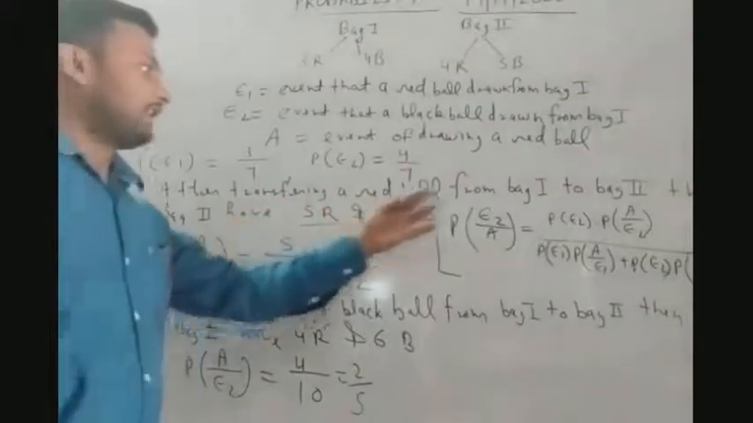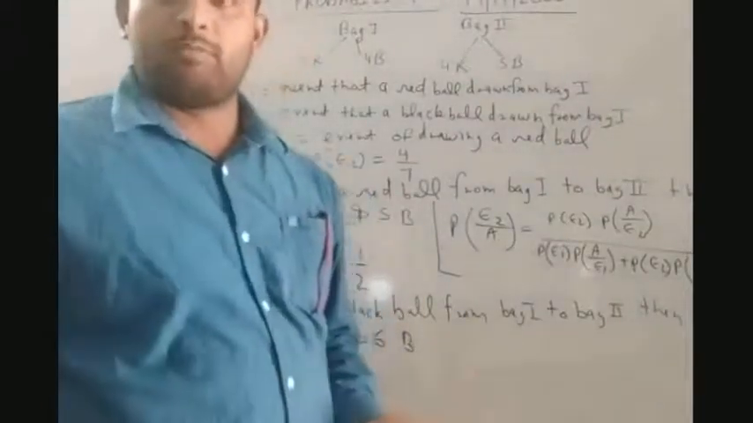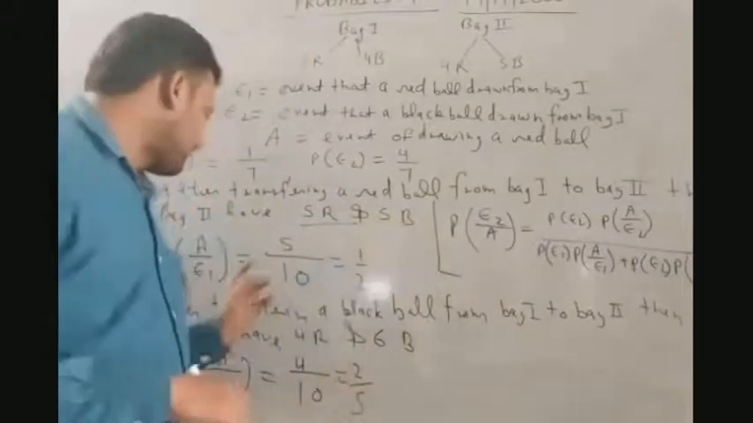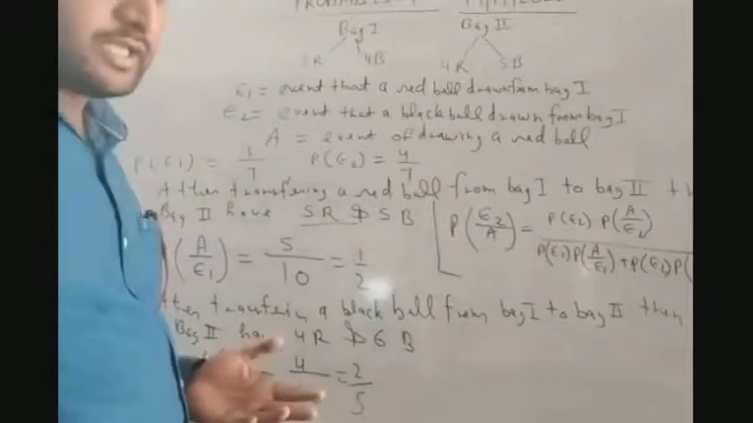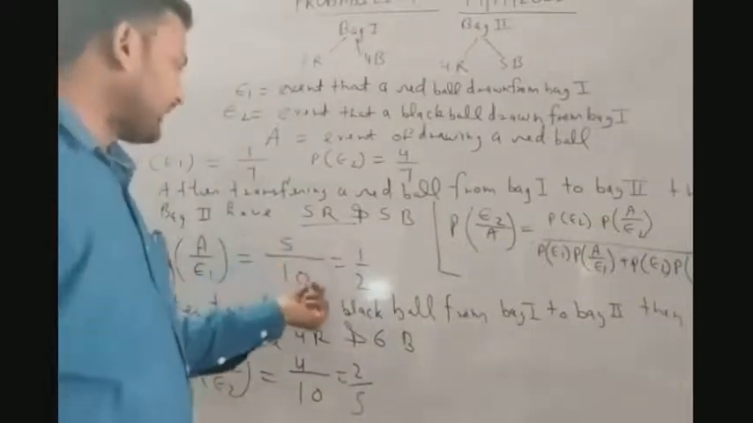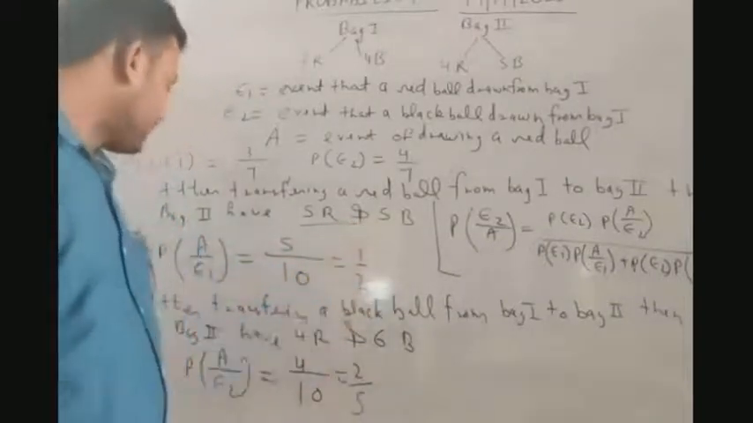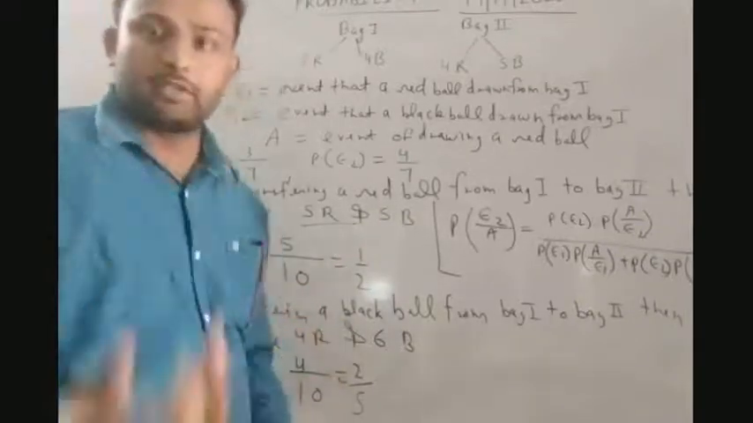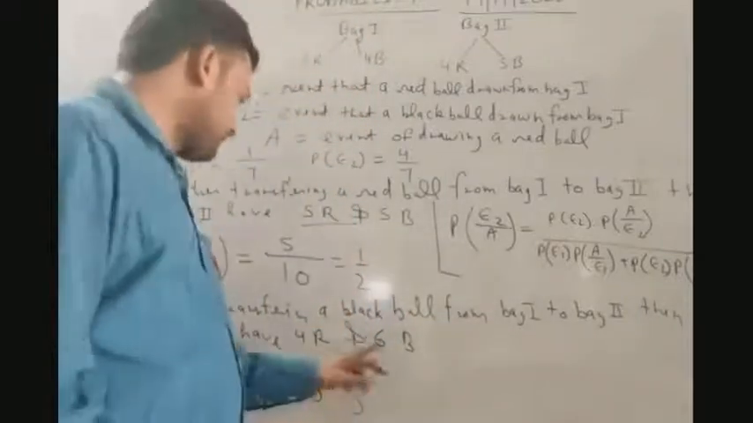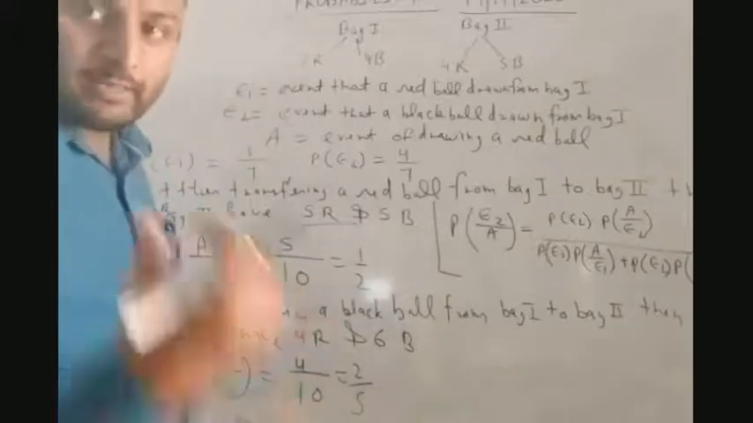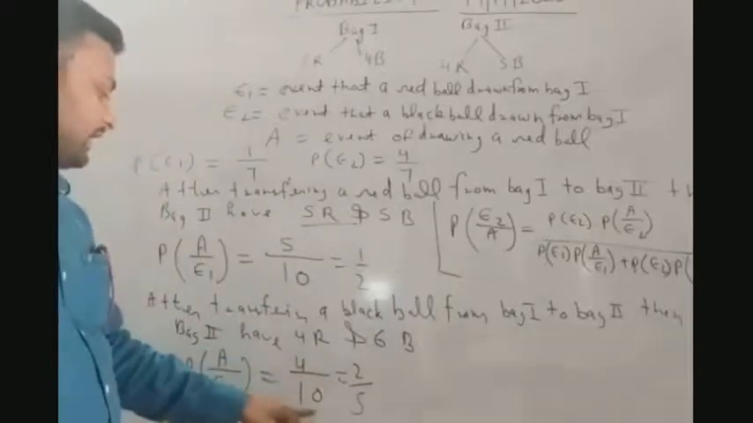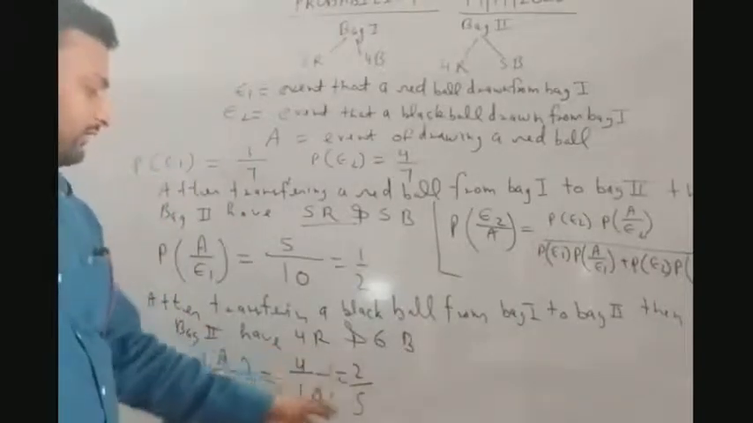Now, after transferring a red ball from bag first to bag second, bag second has 5 red and 5 black balls. So the probability of A given E1, which is taking a red ball from bag first, will be 5 by 10, because the total number of balls is 10, so 1 by 2. Now suppose we transfer a black ball from bag first to bag second, then the number of black balls is 6 and red balls is 4. But we have to find the probability of red color. So A given E2 is 4 by 10, because there are 4 red balls out of 10 total, so it will be 2 by 5.